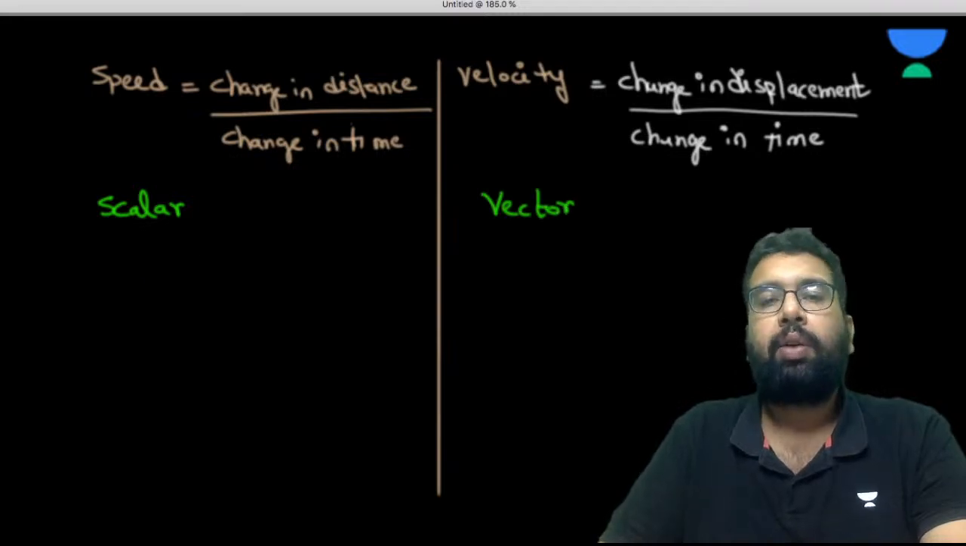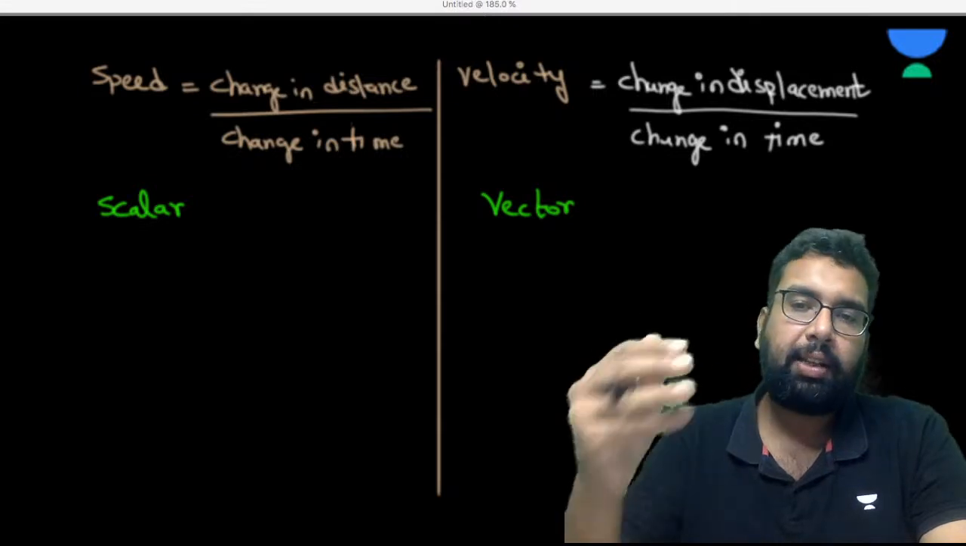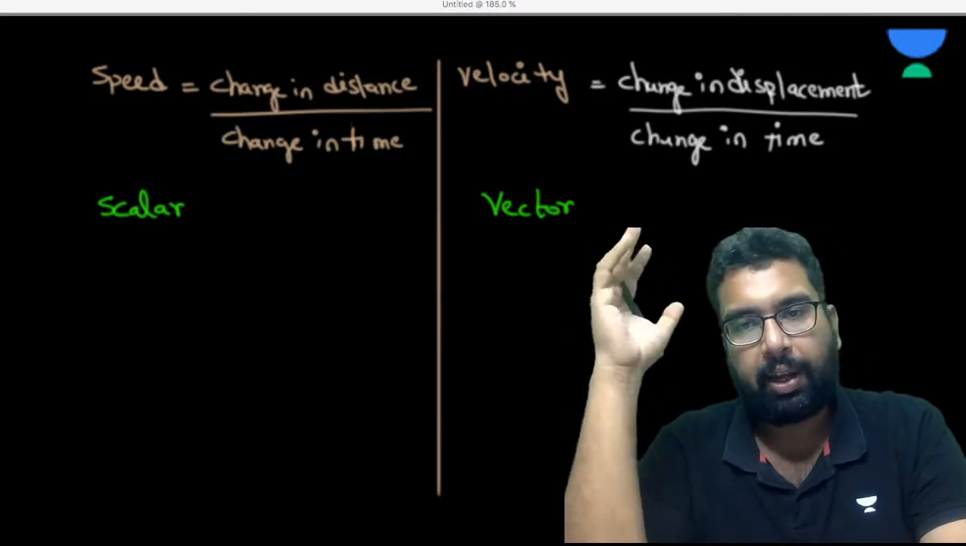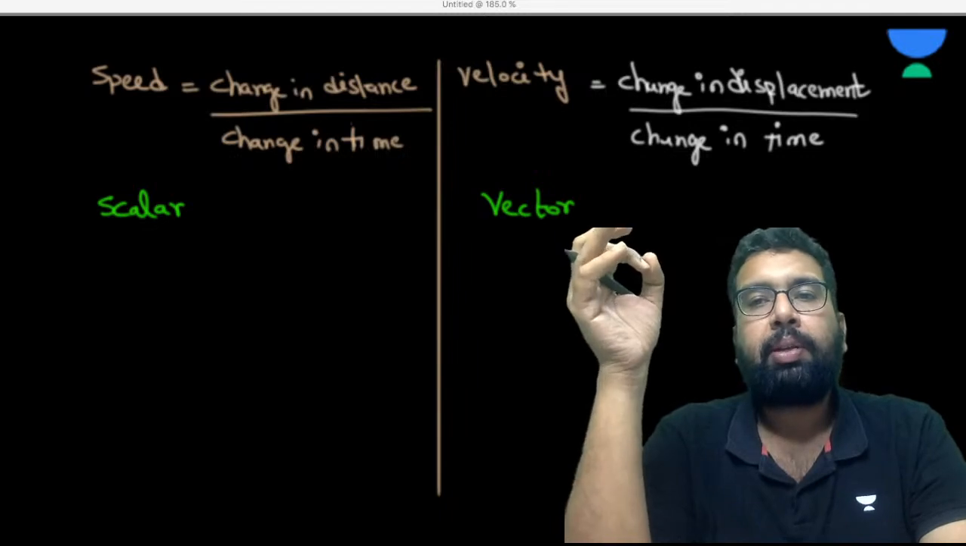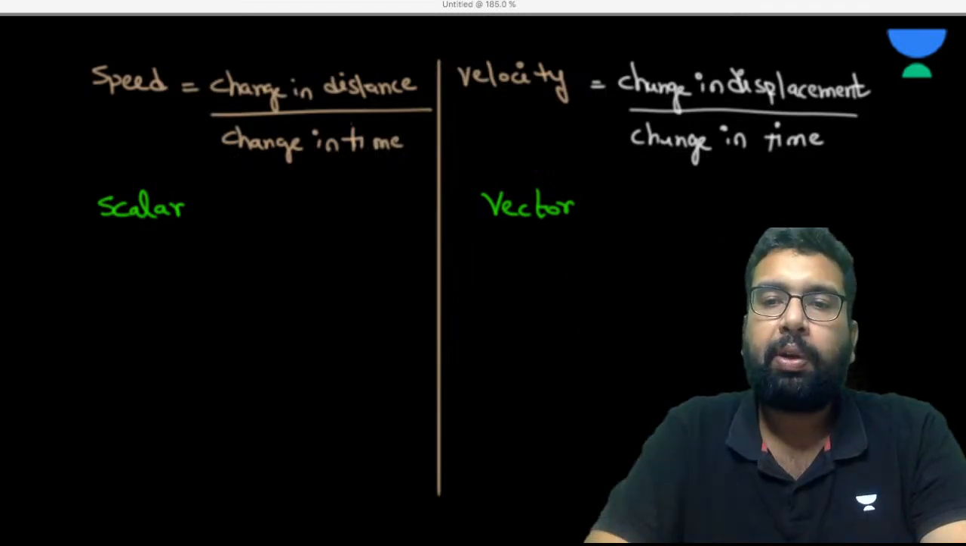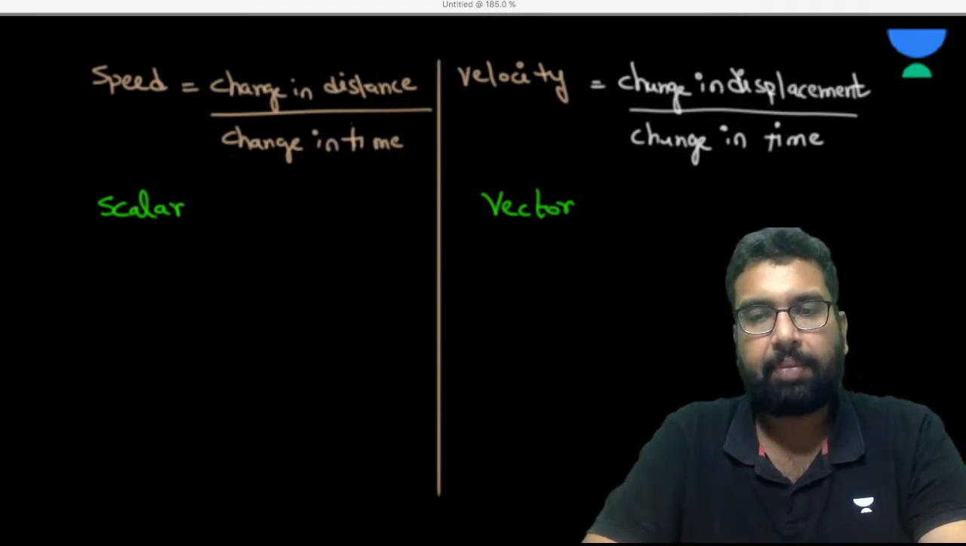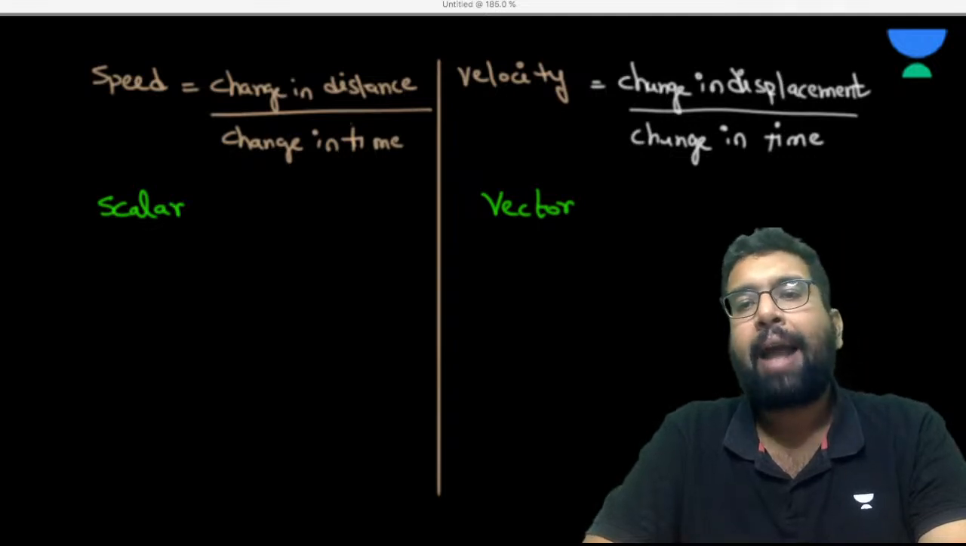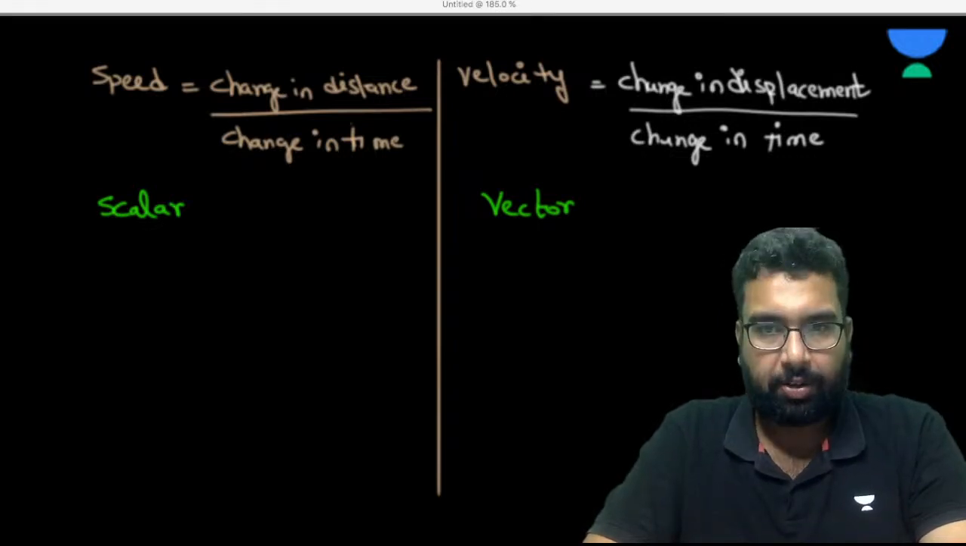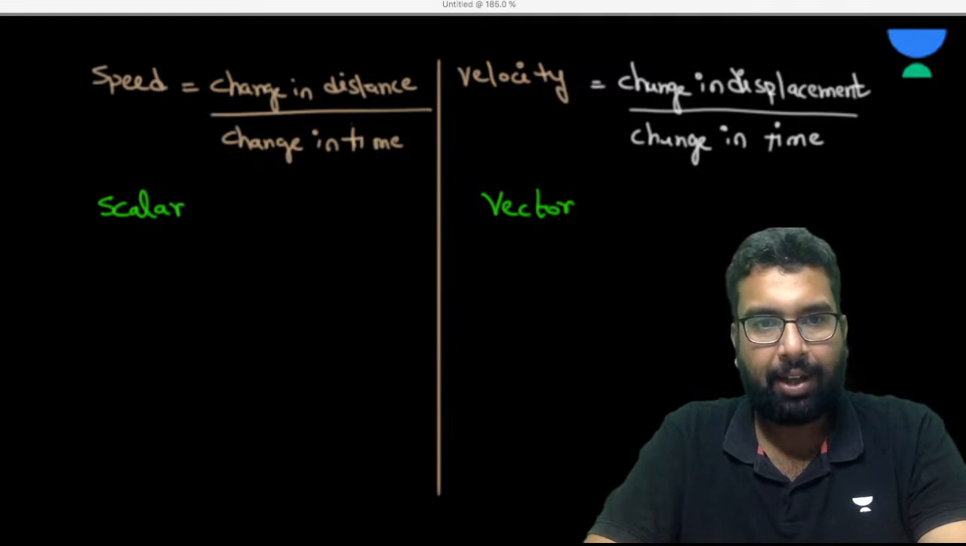We have also learned that a scalar is something which depends upon the magnitude only, and a vector is something which depends upon both magnitude and direction.